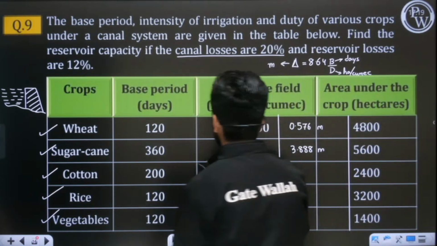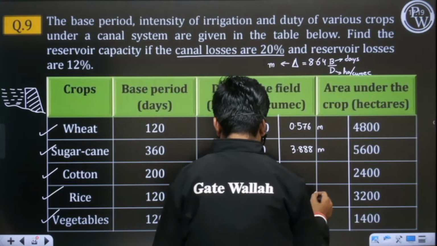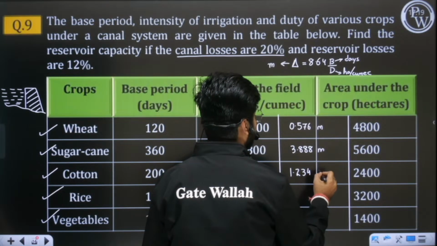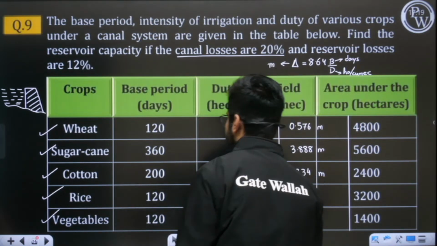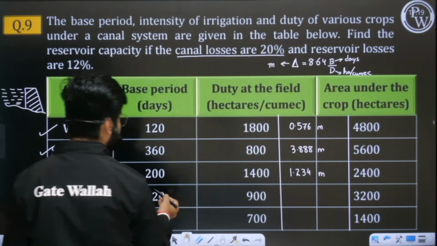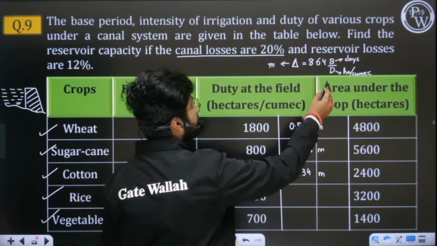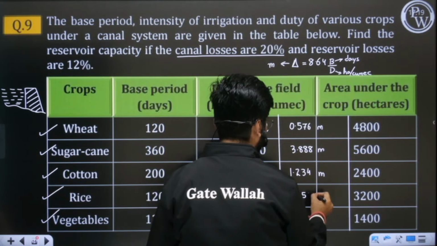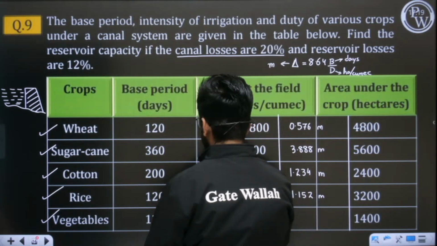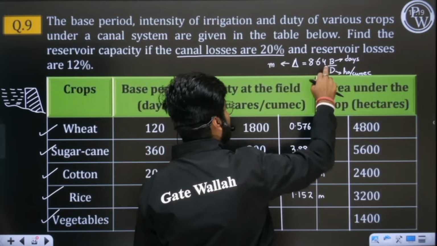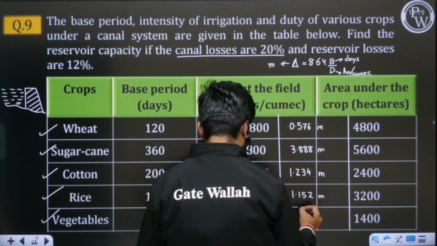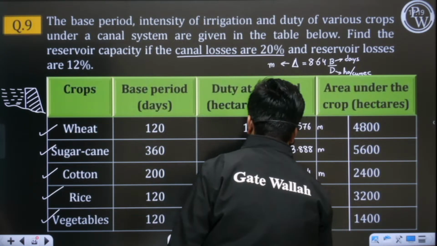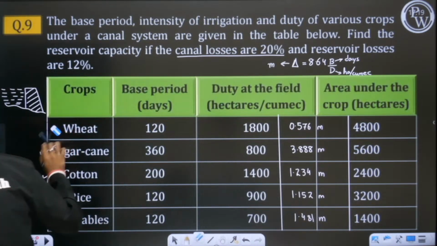Now similarly for cotton, we are getting 1.234. Similarly for rice, 120 upon 900, we are getting 1.152. Similarly for 120 and 700, put 120 and 700, you will get 1.481. I hope this is clear to you.